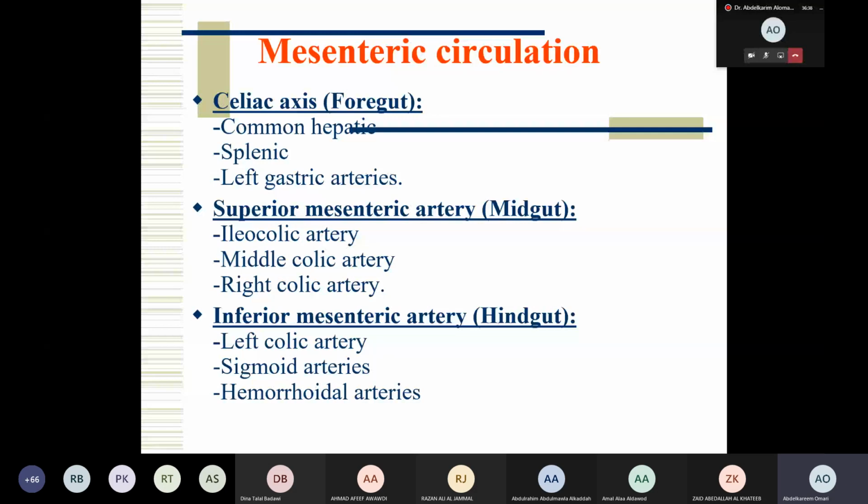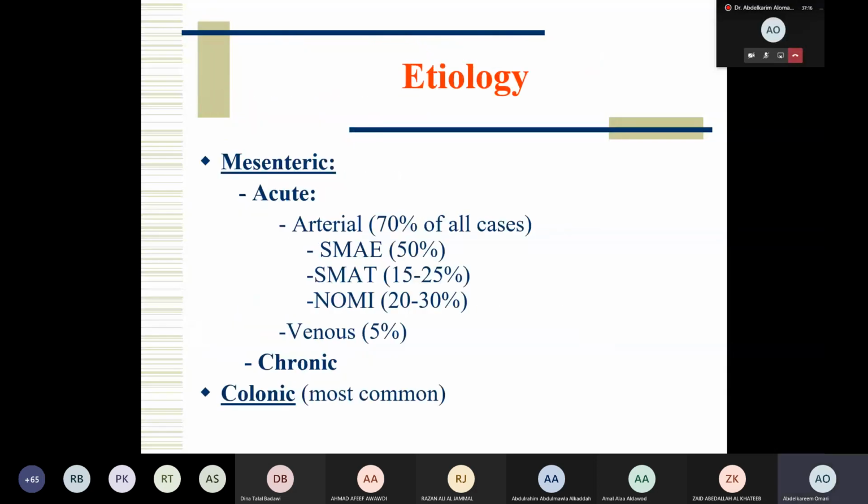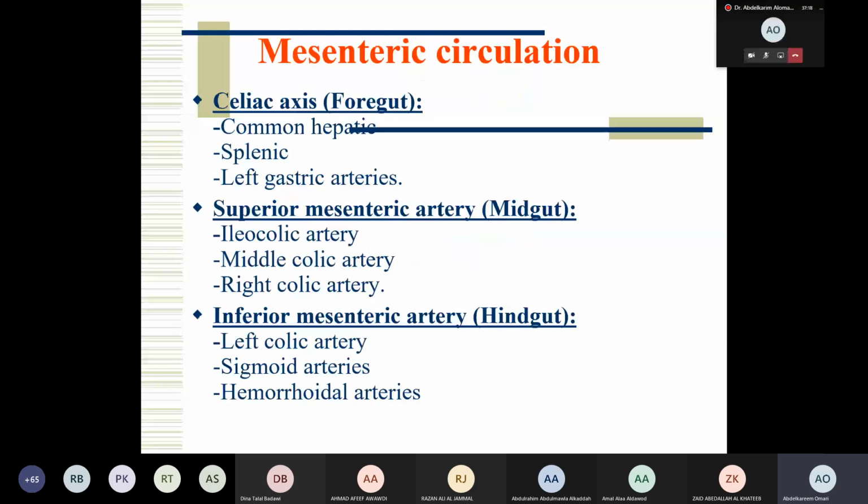When does embolization happen? Where from? What is the definition of an embolus? An embolus is a foreign body which comes from a distance to obstruct a vessel. Then it must come from somewhere else. Where will this embolus come from? Usually it comes from the heart. So any patient with heart disease is prone to develop acute mesenteric ischemia.